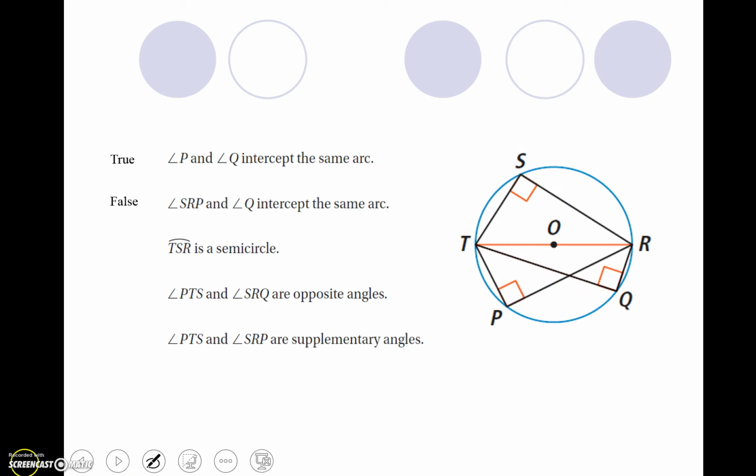The next thing is asking if TSR is a semicircle. So I'm looking here, T to R, and what I can see is that from T to R, it is a diameter because it's going through the center here at O. So the correct answer to that is true.